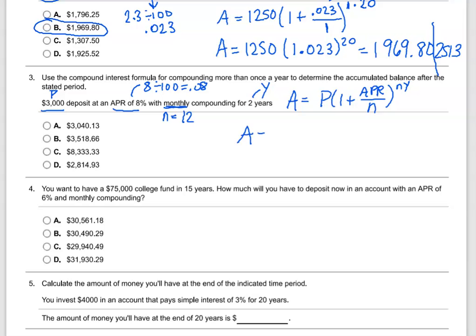So I've got A is equal to, my principal is $3,000. Then I've got 1 plus my APR, which we changed to a decimal and said that was 0.08 over N. And this happens monthly, so that's 12 times every year, raised to the 12 times, how many years? 2? Okay.